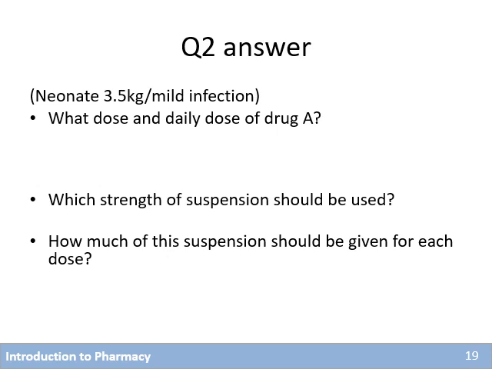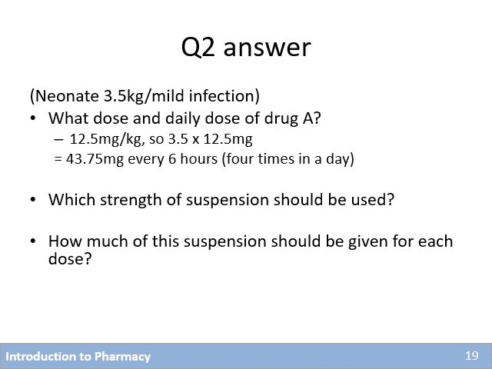So we have a neonate in question 2, a mild infection. And the dose and daily dose. So we have 12.5 milligrams per kilogram. So it's 3.5 times 12.5. That gives us 43.75 milligrams every 6 hours. That's 4 times in a day. So our daily dose is 175 milligrams. It's 4 times 43.75.